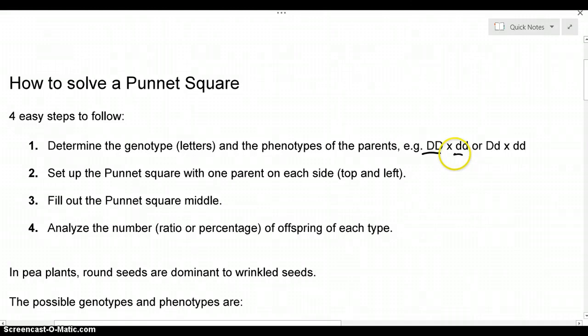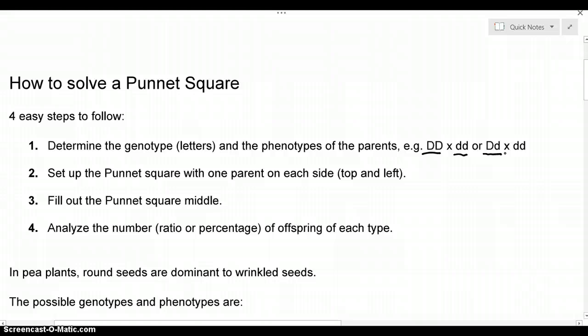If we look at this one, 2 lowercase or small d's means that the parent is also homozygous but recessive because the parent has 2 identical recessive genes for that specific trait. The parent can also be heterozygous, which means that both alternative alleles for both traits are present in the parent.